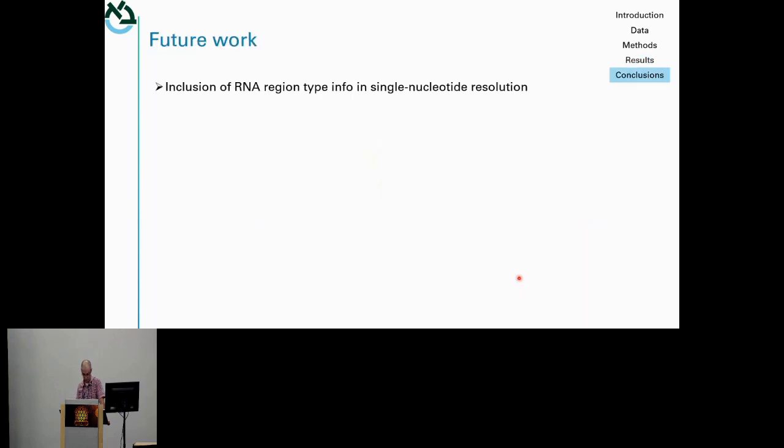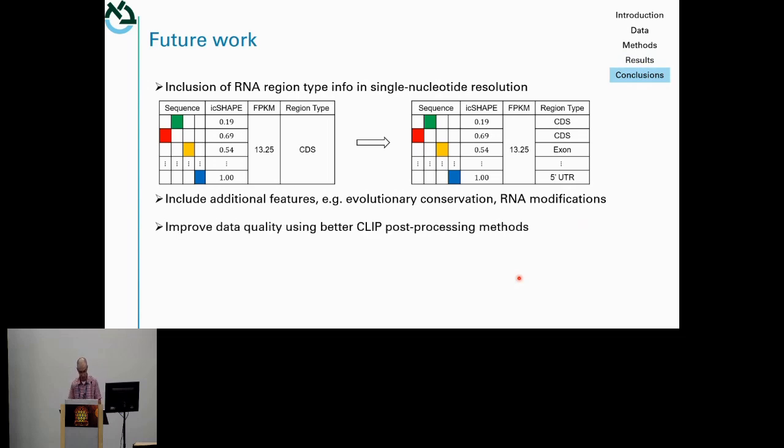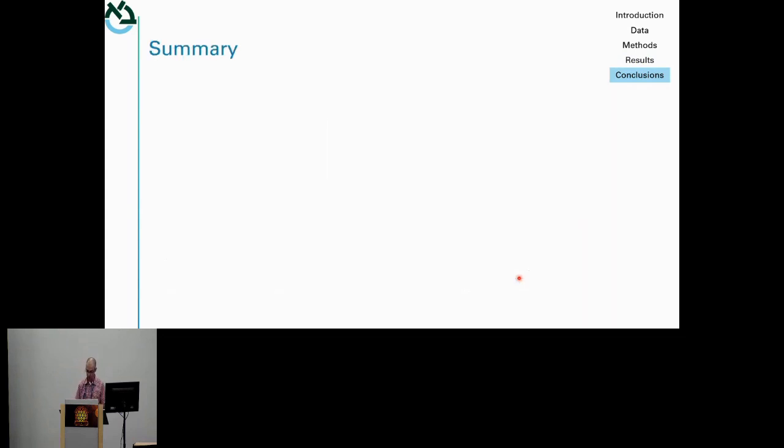So in the future, we plan to include RNA region type in single nucleotide resolution, and this was done in the DeepRiPe method by Ghanbari and Ohler. Maybe add other additional information, such as evolutionary conservation and RNA modifications, which are known to be associated with RNA binding. We hope to be looking at better CLIP data, and there were some papers recently about improved post-processing of the data. One of the big challenges that we haven't been able to solve: how can we use the in vitro binding models to improve in vivo binding prediction? Maybe we'll hear about it in the next talk. And also the interpretation still holds some challenges, the structure preferences and global interpretation.